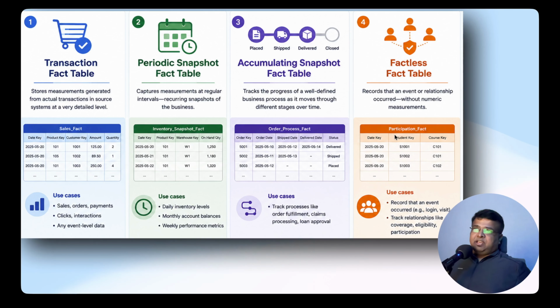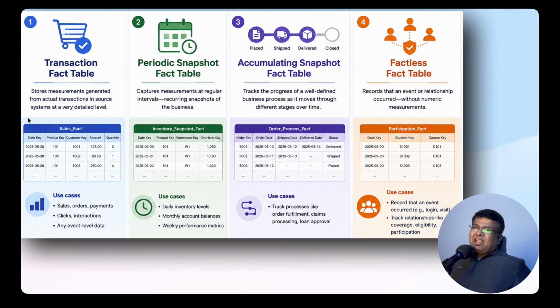And lastly, we have the factless fact table, which is a very interesting name. Even though it is called factless, it's still useful in two major ways. One use case is simply recording that an event or transaction happened, even if there is no actual numeric representation attached to it. The second use case is tracking relationships like coverage and eligibility or participation, basically documenting that a relationship exists even when no measurable event occurred.